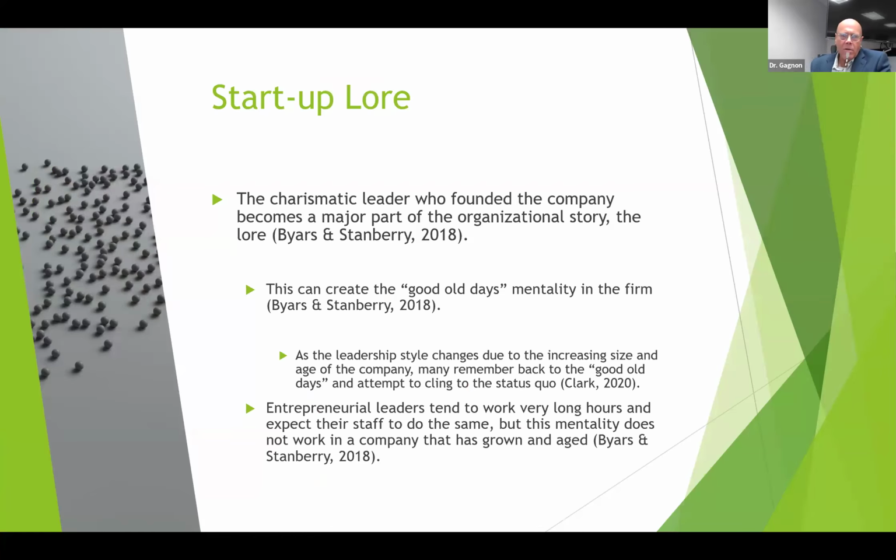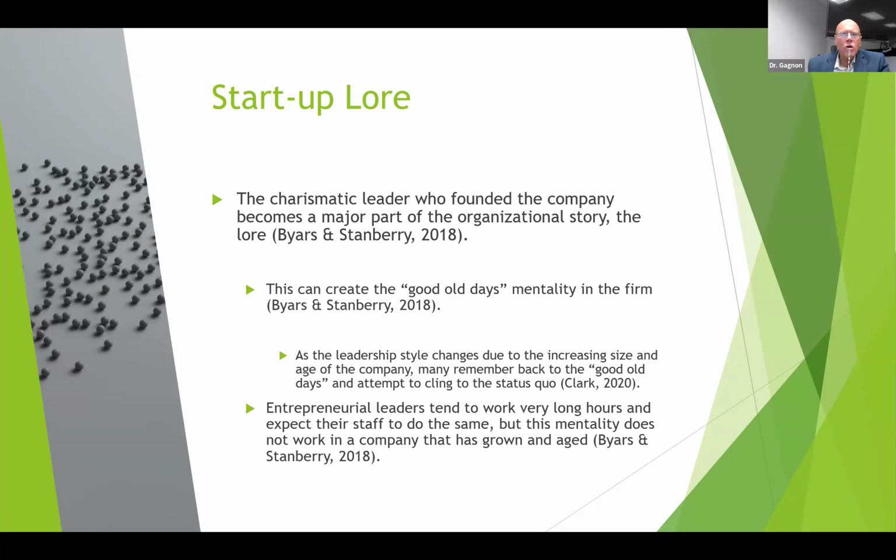The charismatic leader who founded the company becomes a major part of the organizational story and lore, and that organizational story is essential for that company. If you look at a company that's been around for a really long time, let's say IBM, they have an organizational story. It goes all the way back to their founding. It really serves as a backbone for the company culture in a lot of ways. But the leader, even though the founder was quintessential in the story, is not the main character. The point I'm trying to make is that the position of main character changes as the organization grows, develops, and ages.